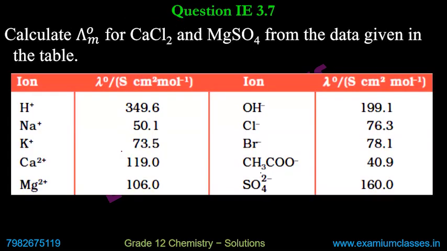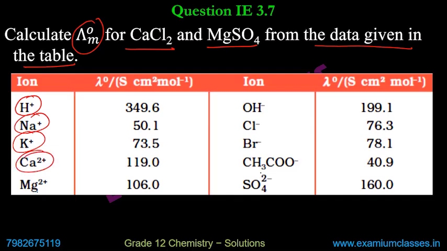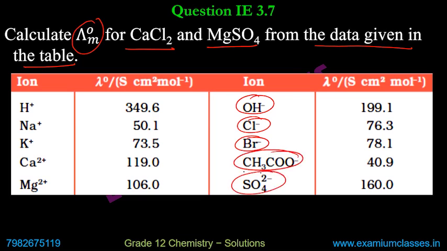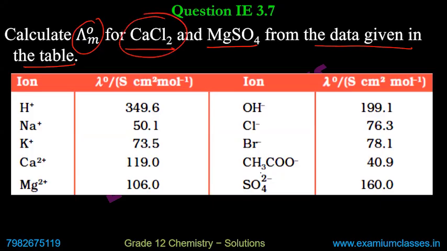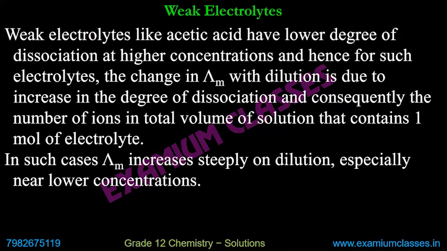The question is calculate limiting molar conductivity of calcium chloride and magnesium sulfate from the data given in the table. In the table, H ion concentration, sodium ion concentration, potassium, calcium, magnesium, all concentrations are given and anion concentrations are given. Okay. So for calcium chloride, you need to apply the formula which we have seen here.